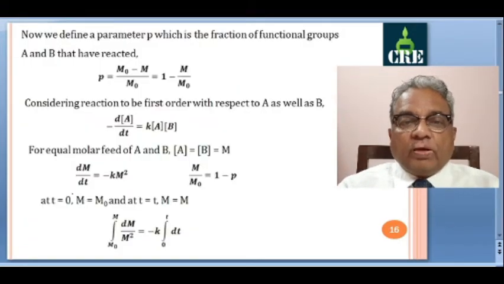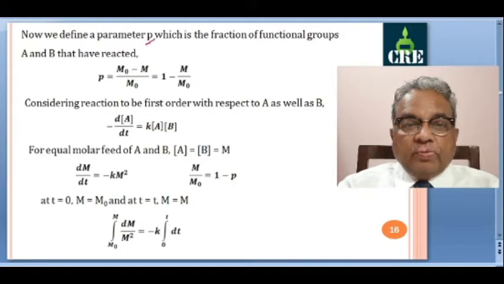Now we'll define a few parameters and terms, which is the fraction of functional groups. So a parameter P, where the functional groups are A and B, is nothing but P is equal to M0 minus M by M0. So this is the initial monomer concentration, and M is the monomer concentration at any time t. So P is equal to 1 minus M by M0.